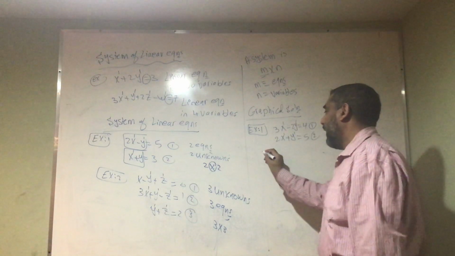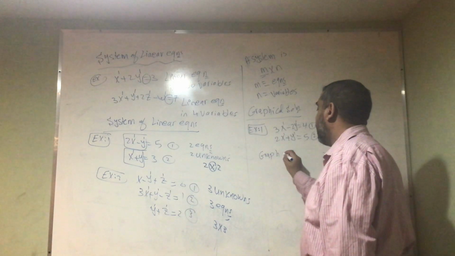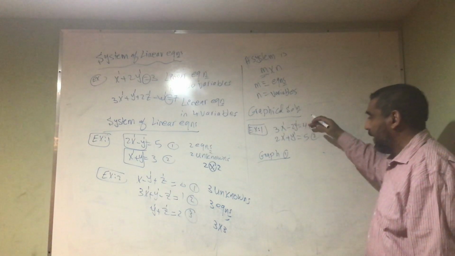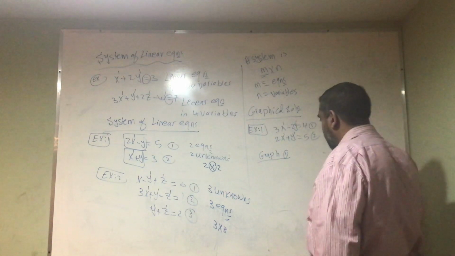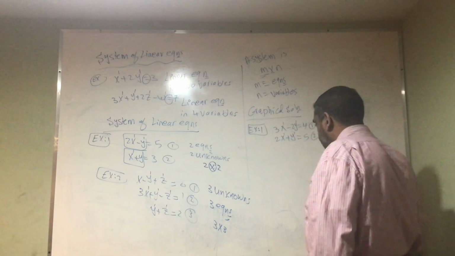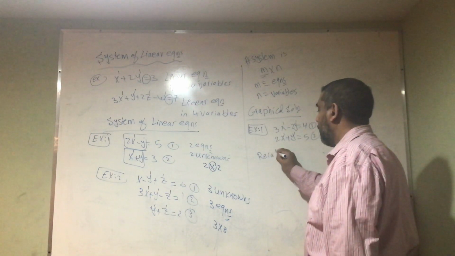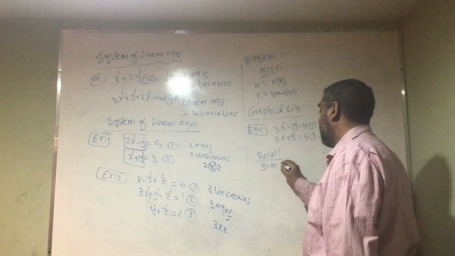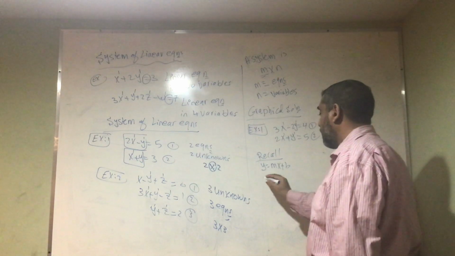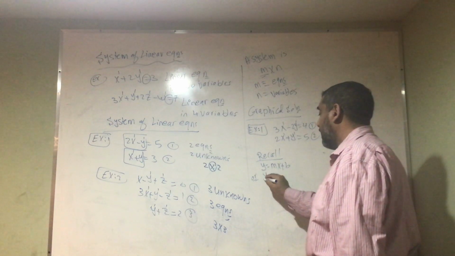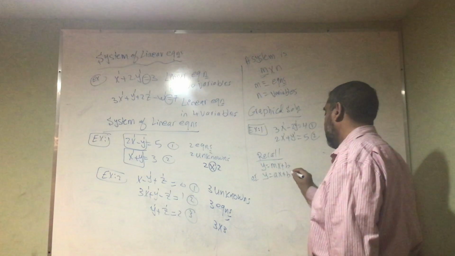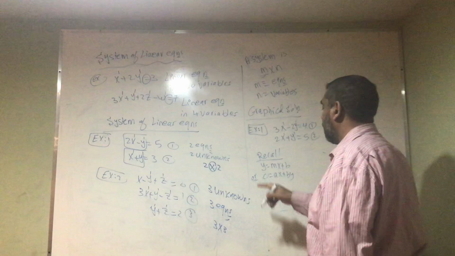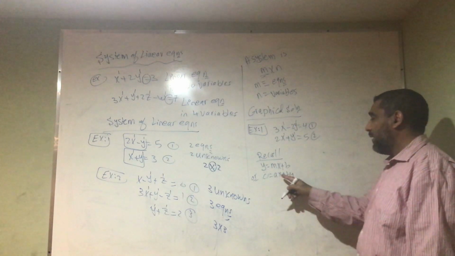How to do that by graph? I have to graph number 1. Before I graph it, I want you to recall the equation of a line. It should be in the form mx plus little b, or you have another form for a line, which is ax plus by equals c, where c is a constant.